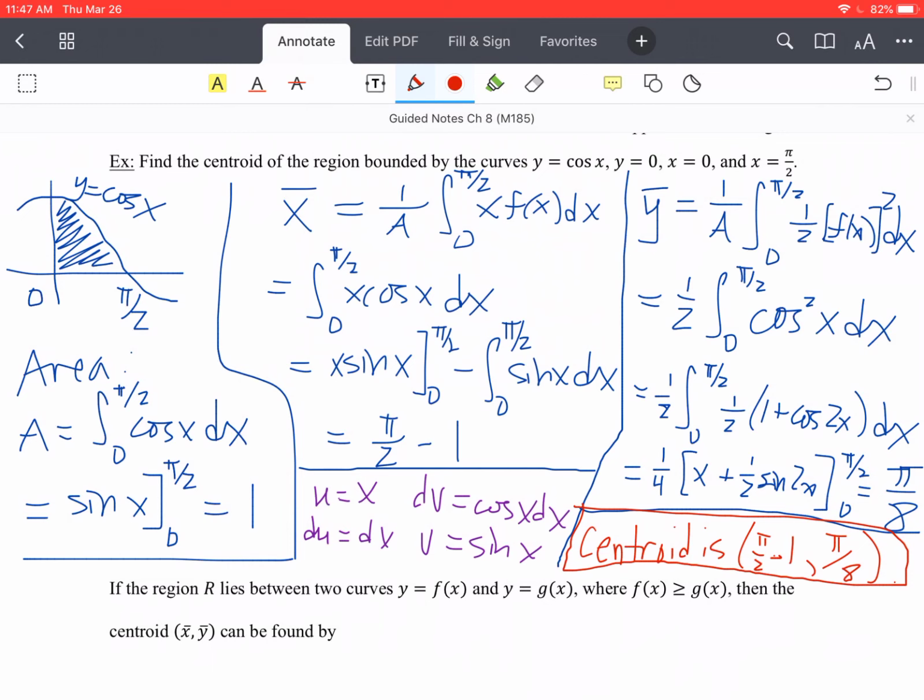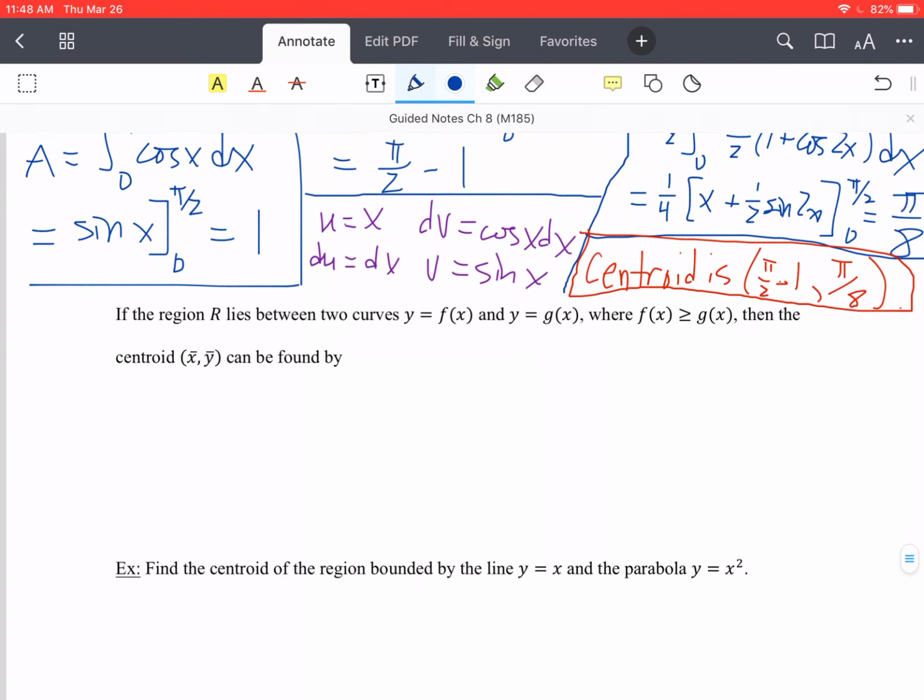Okay, so if we go back onto the original graph here, pi over 2 minus 1, so that's going to be somewhere around here, and then comma pi over 8, so if this is 1, then pi over 8 is going to be somewhere in here, roughly, which should make sense. It's not too far to any of the outskirts, a lot of the mass is right there in the middle. So that's the value that we get for the centroid by calculating x bar and y bar.